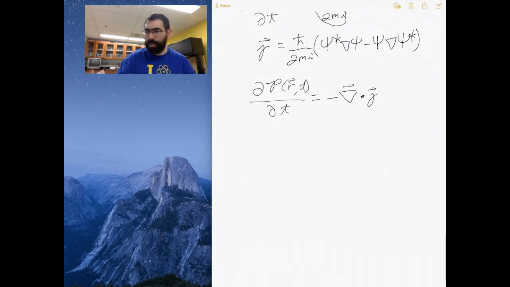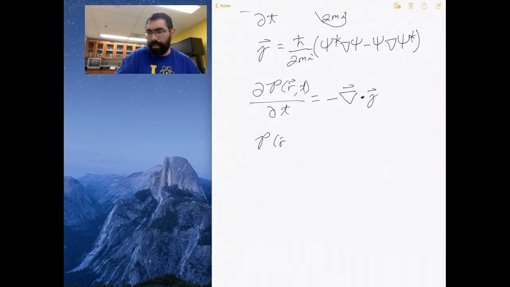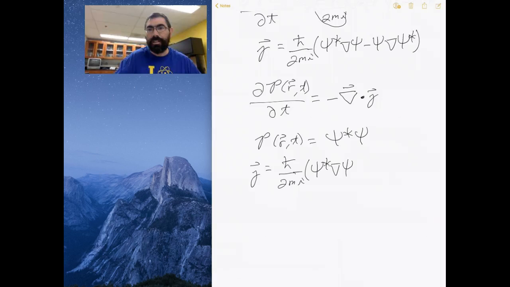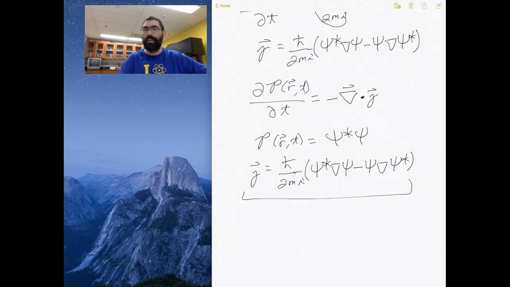Just to reiterate, the probability density is the same thing we've always used, psi star psi. And the current is now this combination of psi star with the gradient minus psi with the gradient of the complex conjugate of it. And for the most part, where the potential energy is real, this is always the current form that you can use.